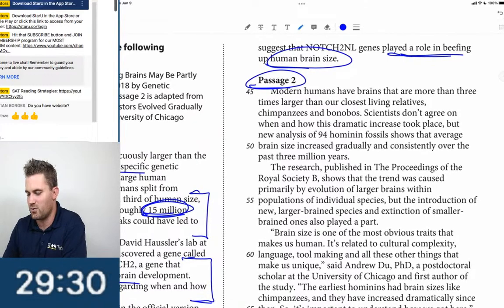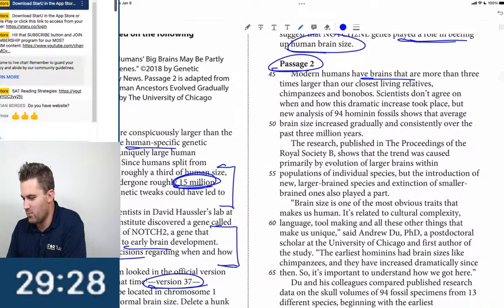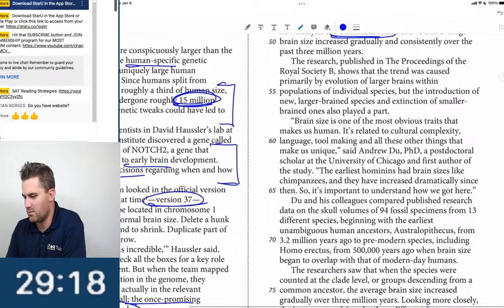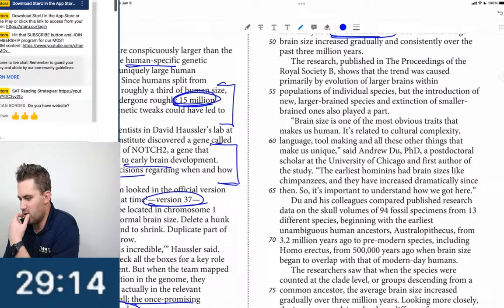Modern humans have brains that are more than 3 times larger than our closest living relative. Scientists don't agree on when and how this took place. For a new estimate, 94 hominin fossils show that average brain size increased over the past 2 million years. The evolution of larger brains and the extinction of smaller-brained species also played a part.